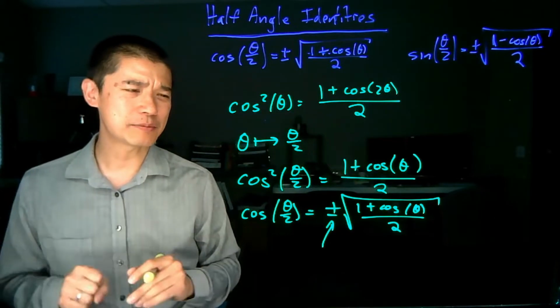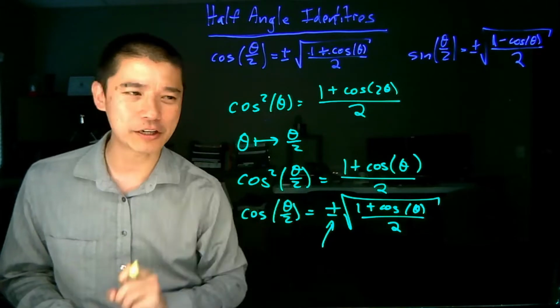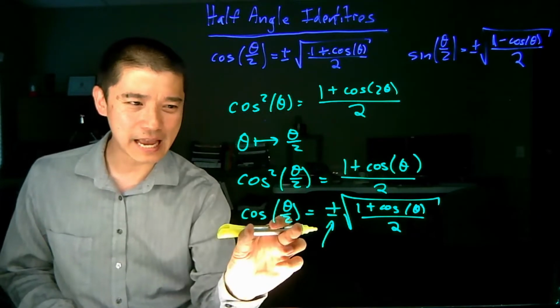The easiest way to keep this in mind is just to remember, we are calculating cosine of theta over 2. This is the thing we want in the end. And so whatever the sign is has to match up with this piece right here.